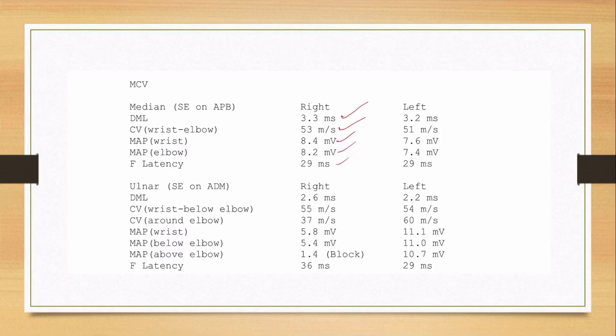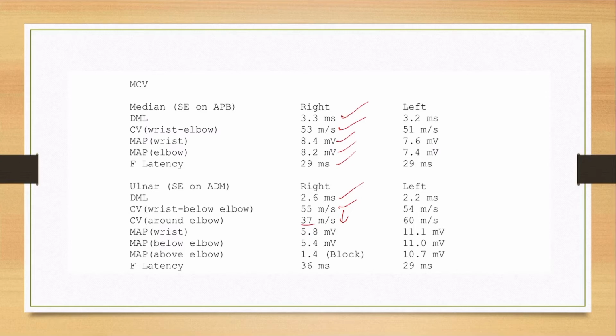Ulnar nerve now. So distal motor latency is 2.6. That's okay. Not a problem with that. Conduction velocity in the forearm, 55 meters per second. That's also okay. However, let's have a look at the conduction velocity around the elbow. That's actually reduced. Remember, conduction velocities increase as one stimulates more proximally, and this is now just 37 meters per second. So that's a problem. So there's a conduction velocity slowing there as the signal is going around the elbow, and we have the reduction in the sensory amplitude as well.